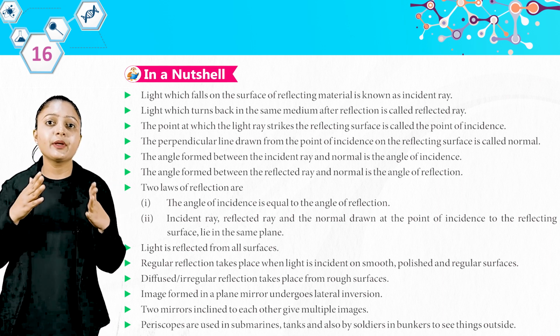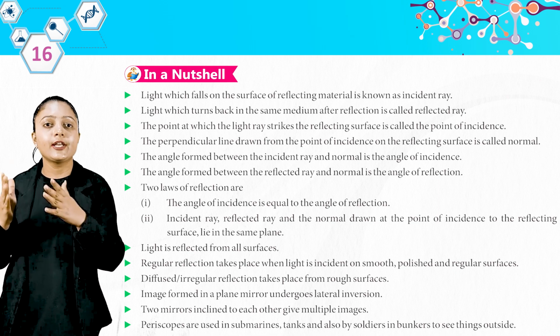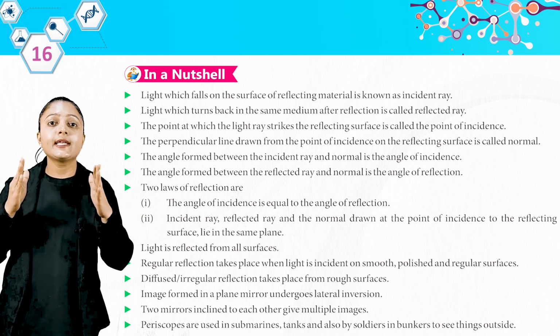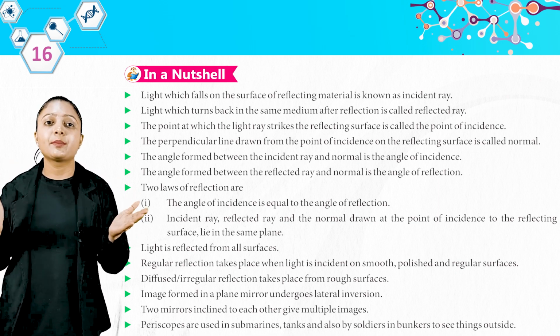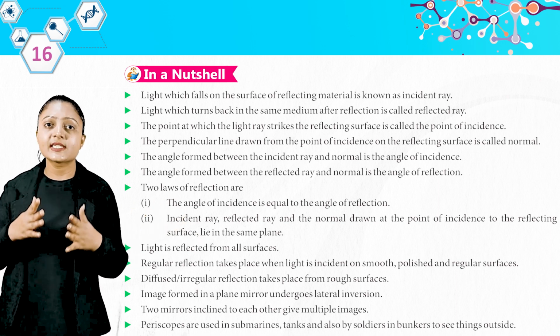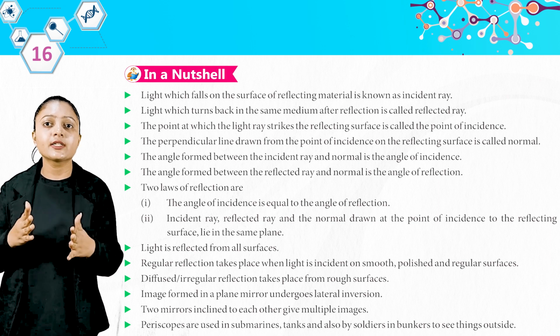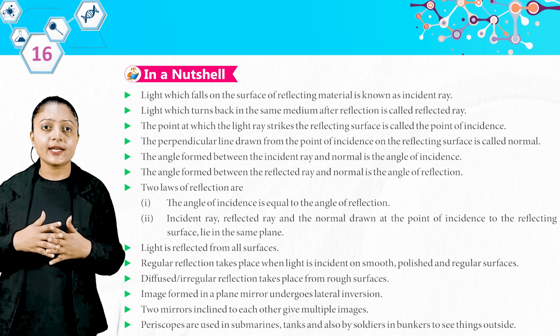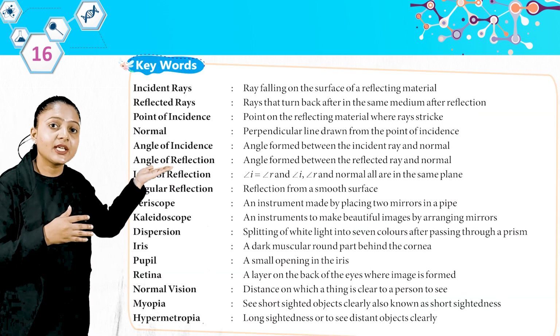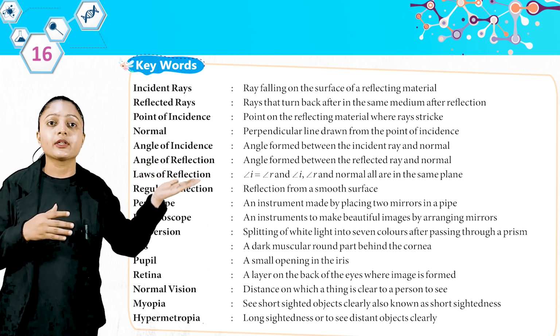Images formed in a plane mirror undergo lateral inversion. Two mirrors inclined to each other give multiple images. Periscopes are used in submarines, tanks and also by soldiers in bunkers to see things outside. Now let's see some keywords which came in the chapter.